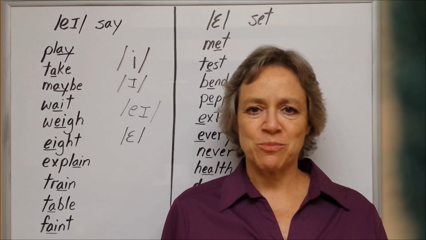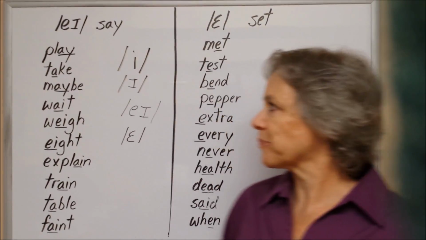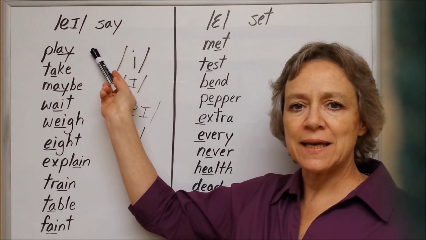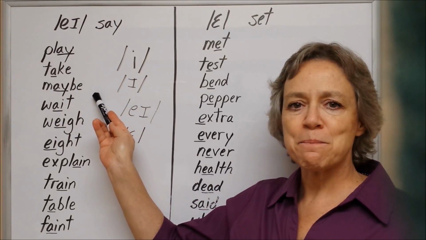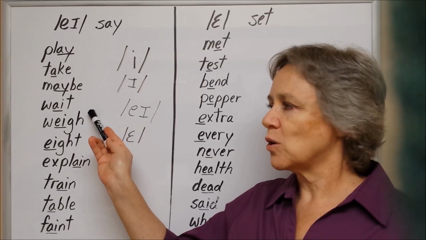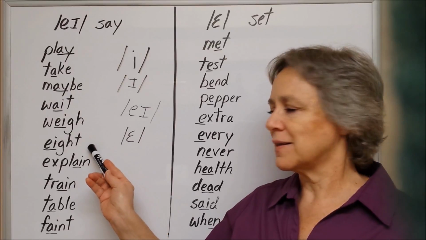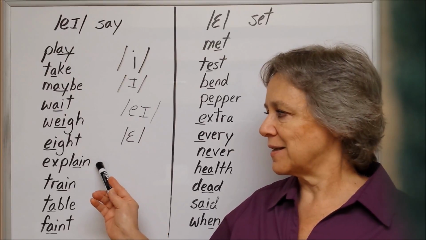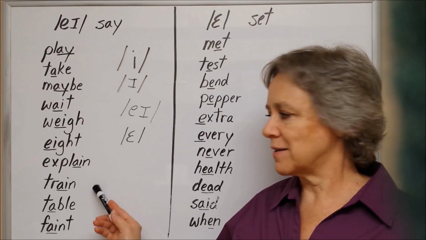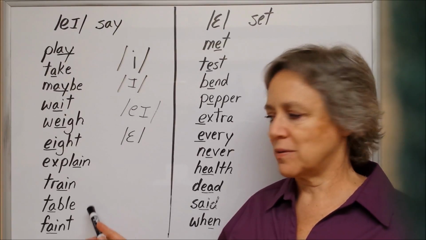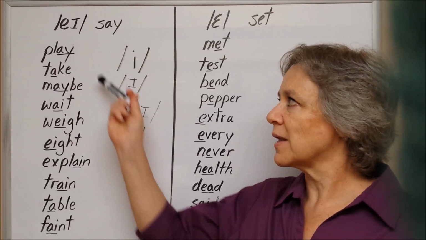Okay. Let's practice some words that have the A sound in them. Play, take, maybe, wait, weigh, eight, explain, train, table, faint. Let's do that again.